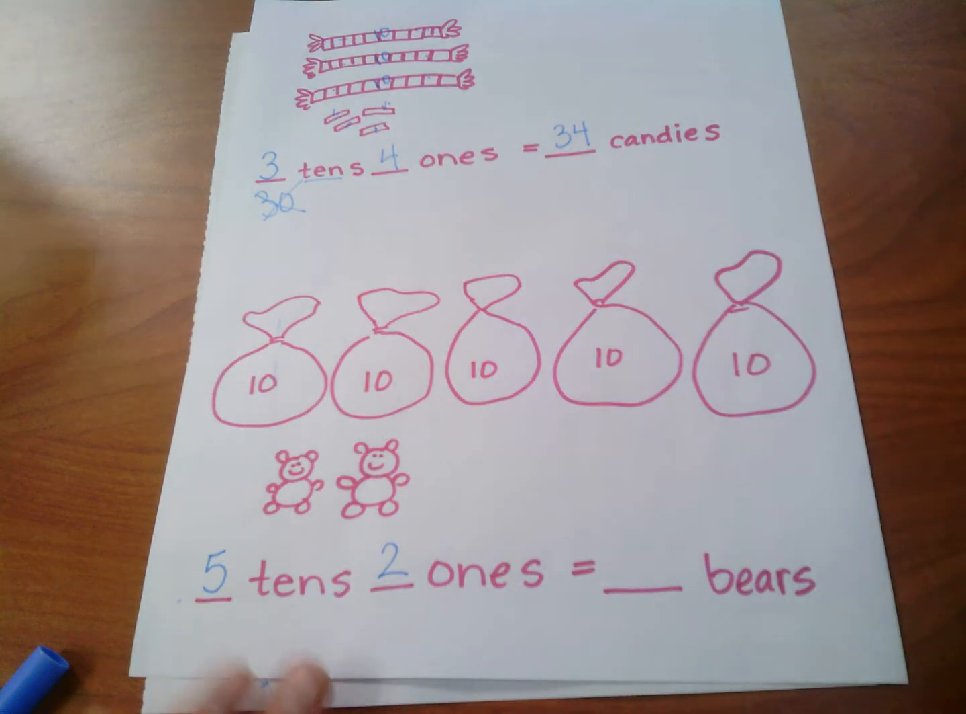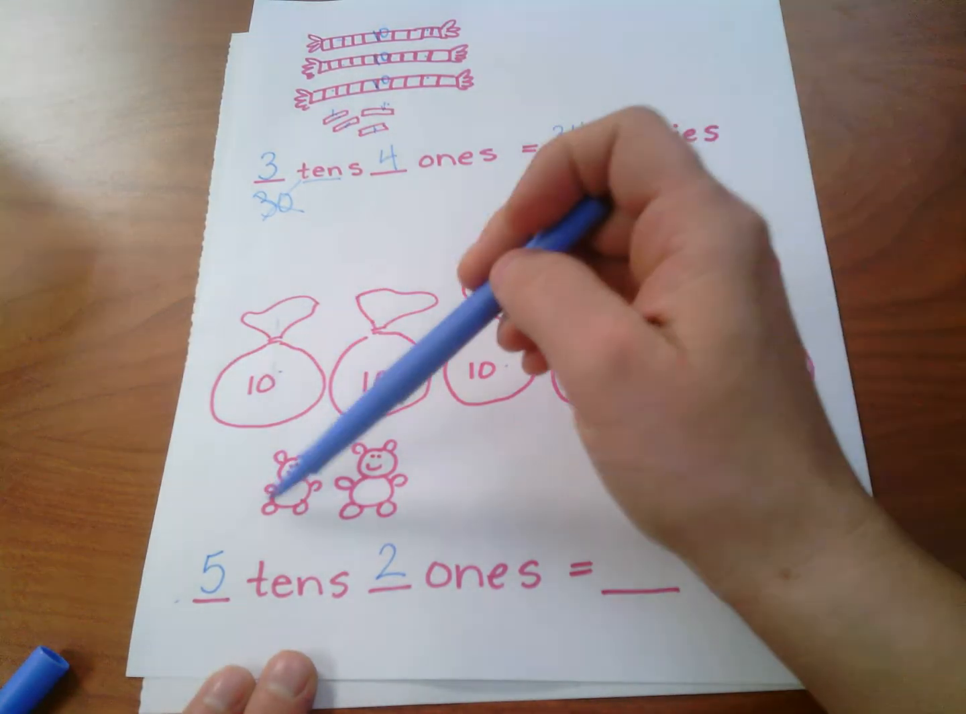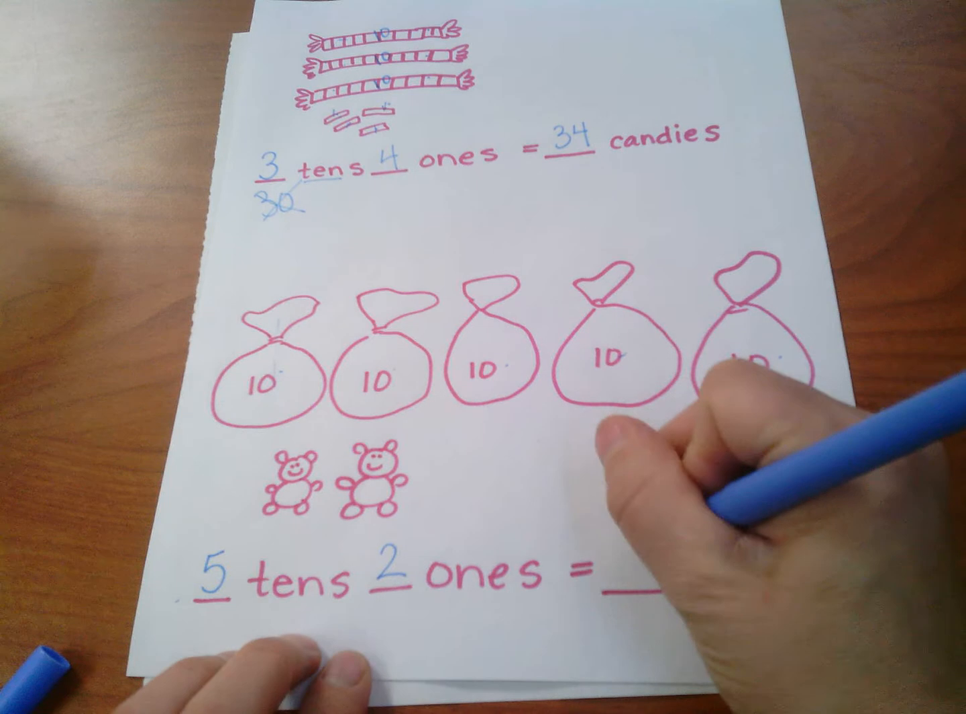Let's double check it by counting. 10, 20, 30, 40, 50, 51, 52. We have 52 bears.